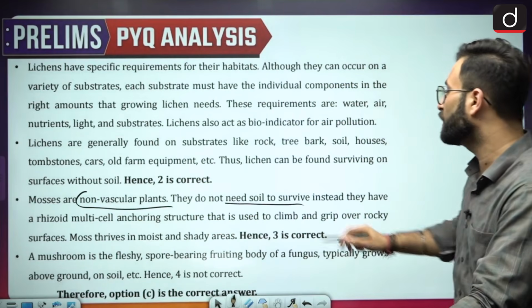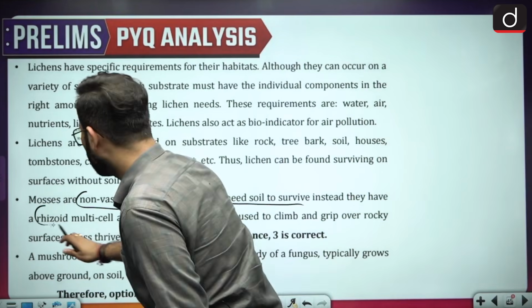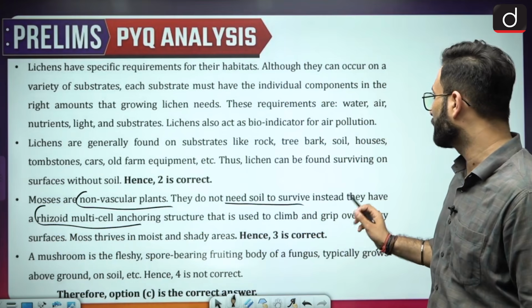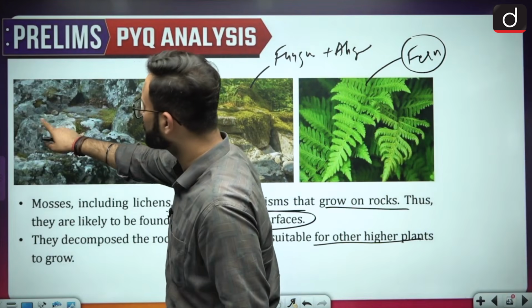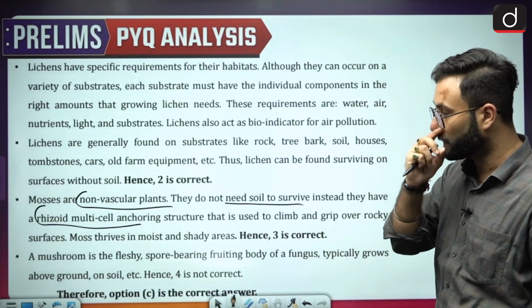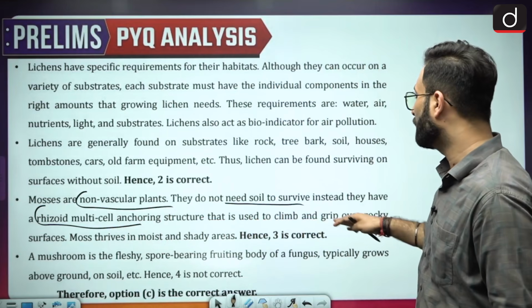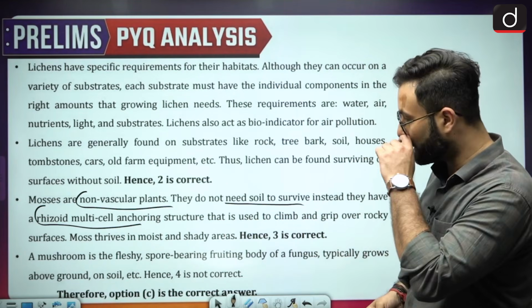They do not need soil to survive. Instead, they have a rhizoid multi-cell anchoring structure that is used to climb and grip over the rocks. Here, this white structure on the rock is called moss, and that is what has been talked about here. That is the rhizoid multi-cell anchoring structure used to climb on the rocks and grip over rocky surfaces. Mosses thrive in moist and shady areas.